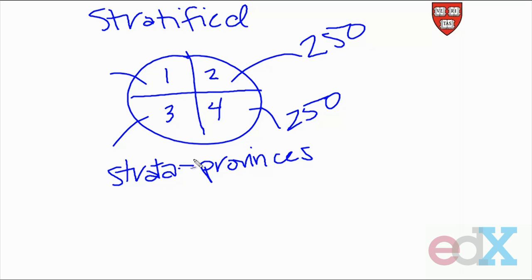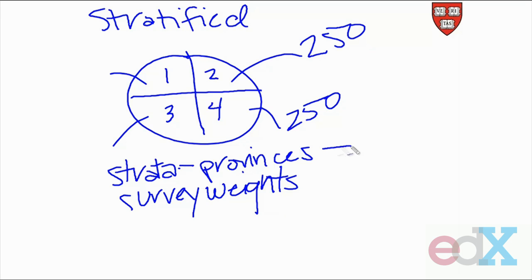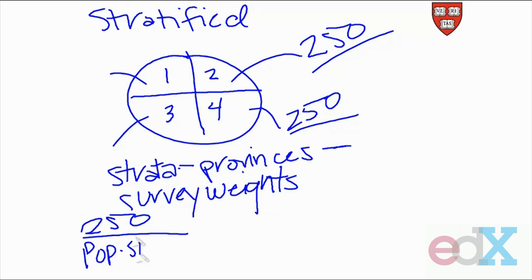So we can analyze our data as a stratified sample in Stata, but we need to first specify our survey weights. These survey weights were very easy to define for a simple random sample because they were the same for everyone in the population. But in this case, we're going to have stratum-specific survey weights. So think about it. If we're sampling 250 people from each province, regardless of the province, what's the probability of a random individual in, say, province 2 being selected?